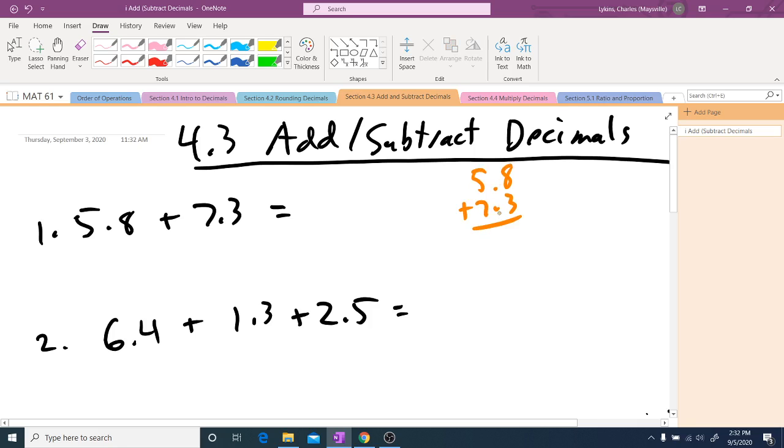So 5.8 plus 7.3. 8 plus 3 is an 11. I'm going to carry my 1 up here. 1 plus 5 is 6, plus 7 is 13. 13.1 would be my answer.